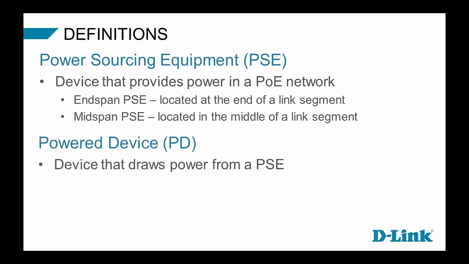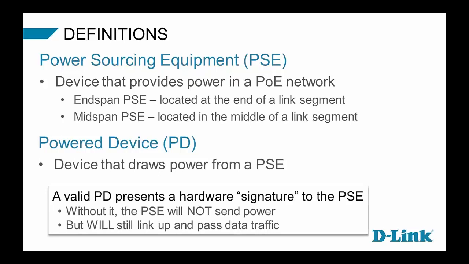And then at the other end of the cable is the PD, the powered device. This is the device that draws the power or receives the power from the PSE. IP cameras, wireless access points, IP phones are all good examples of power over Ethernet PDs. And what's most important to recognize here is that a valid standards-compliant PD is going to present a signature in its hardware. It's actually a resistor in the hardware that tells the PSE it is a valid PD.